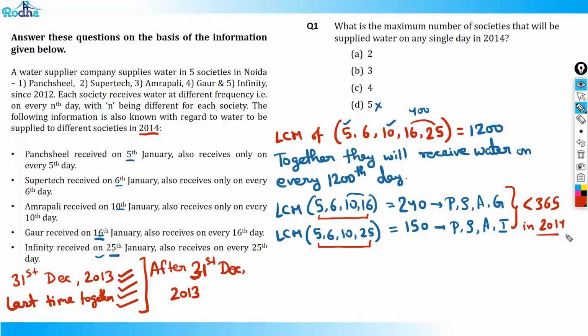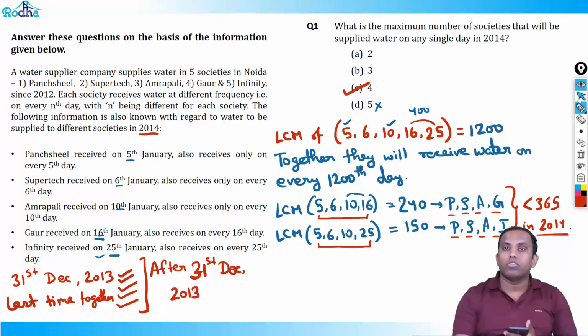In 2014, at least these societies will receive water in a single day. So what is the maximum number of societies that will be supplied water on any single day? So yes, 4 can be supplied. So 4 is the answer. 1, 2, 3, 4. Either these 4 or these 4. This is the answer for this question. 4 is the answer, right? Okay, next question. First question answer is 4.